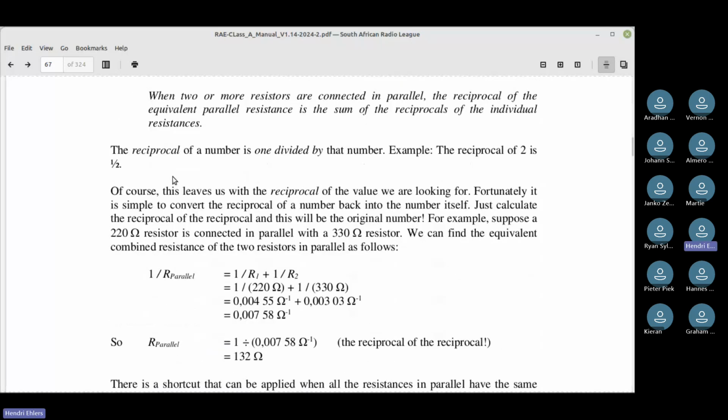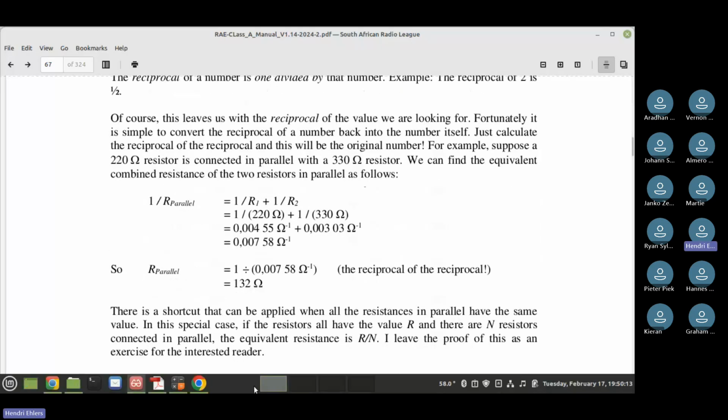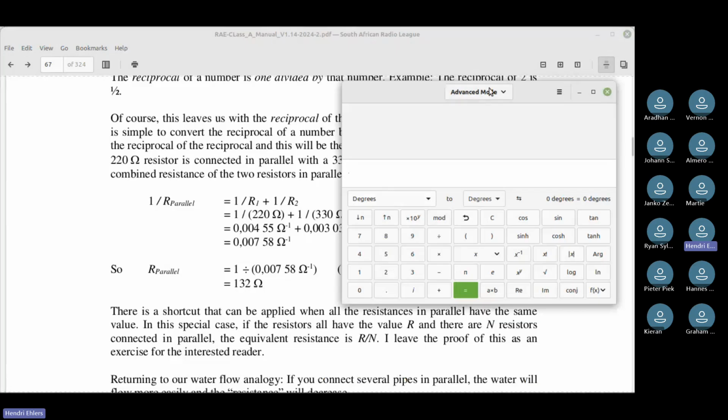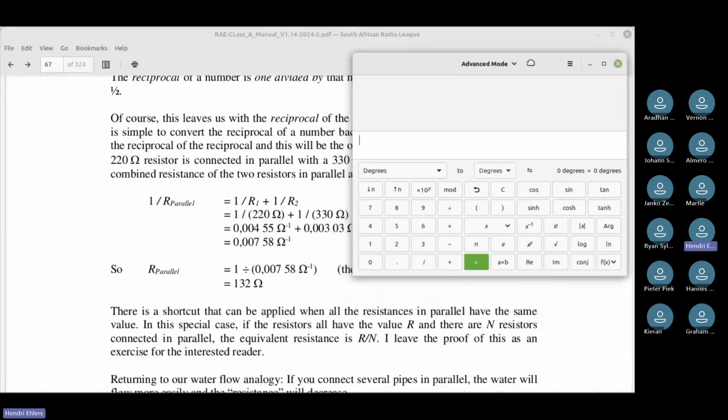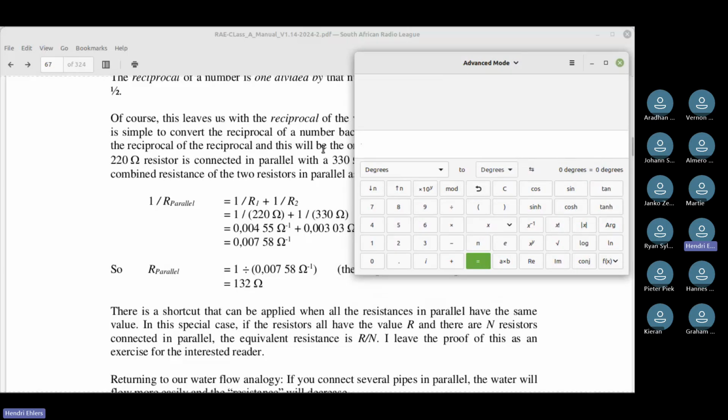Right, here we get some values. I'm going to scroll that now. I'm looking for a calculator. There we go. So they say this is the reciprocal. It's 1 over RT. Actually, they write there parallel, but it's the total resistance. So it's 1 over RT equals 1 over R1 plus 1 over R2. So here's the values we are looking for.